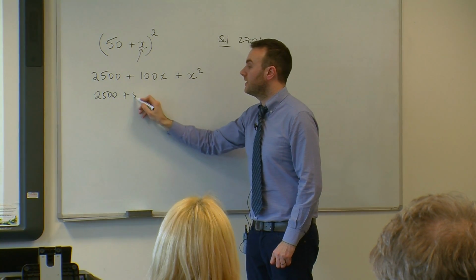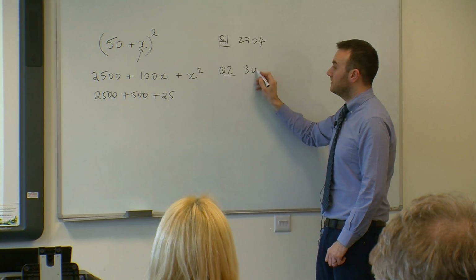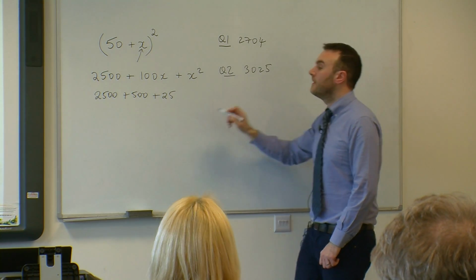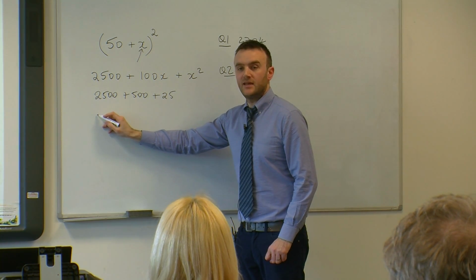2,500 plus 500 plus 25. So question 2, answer 3,025. Okay, third one, slight little catch. X is negative, it's minus 3.